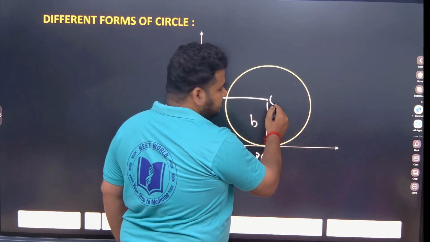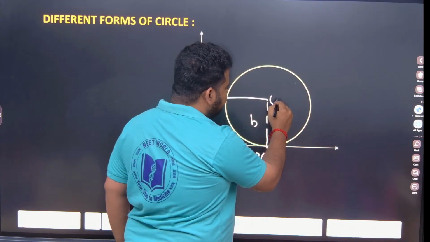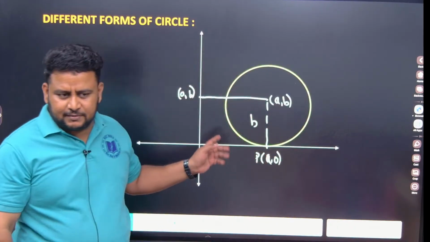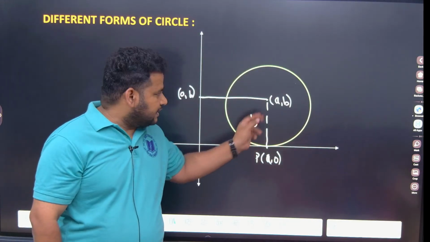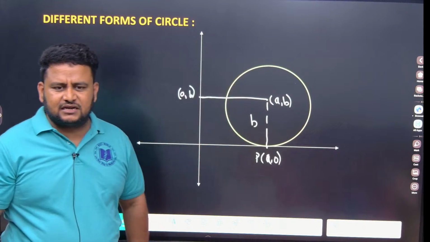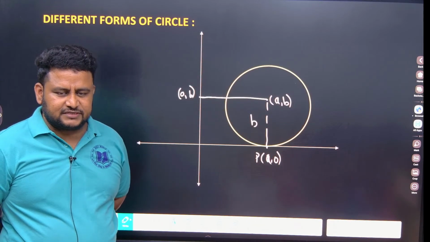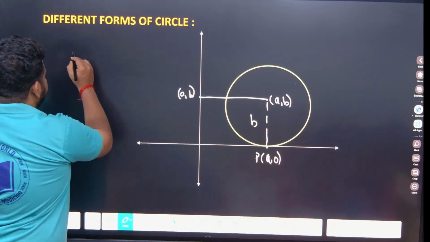Okay, and what are the coordinates of the center? A comma B. Agreed or not? The center will become A comma B. This length is A and this height is B. Now what is the radius of the circle? B only. So the radius of the circle is B.